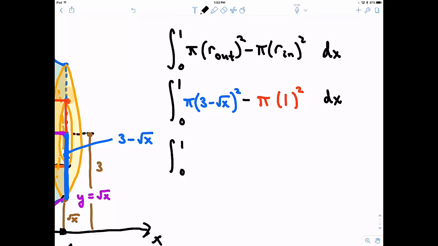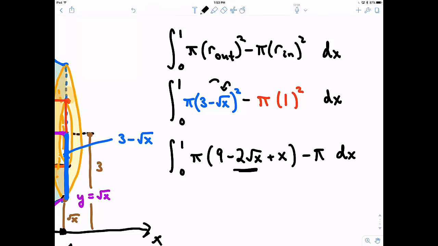Okay, so maybe a good next step, I don't think I can just integrate this. I should maybe expand it out a little bit. So if I expand this out, the claim is that I get 9 minus 2 times root x plus x. And then, of course, 1 squared is just 1. And the big thing is that you have to remember to FOIL this, right? If you FOIL it, you get this negative 2 root x term. If you just distribute it as 3 squared and negative square root of x squared, you don't get the right answer. That is bad.